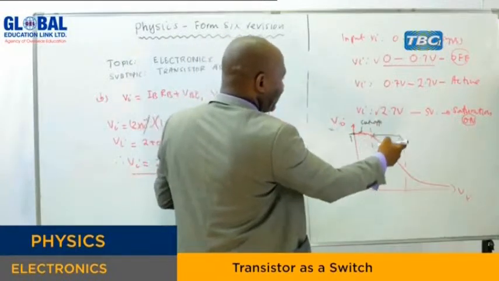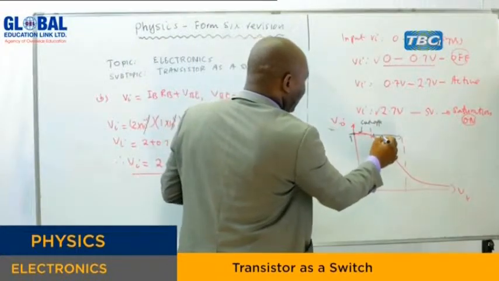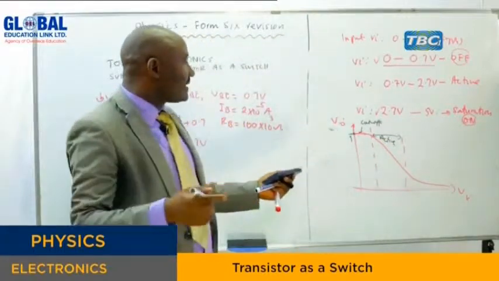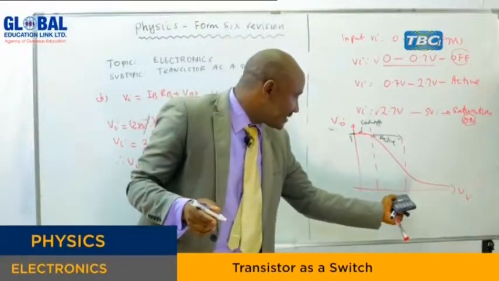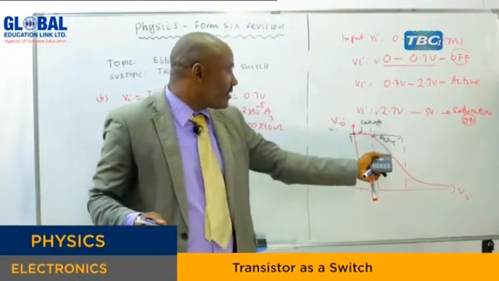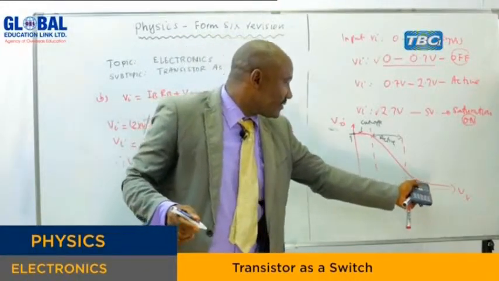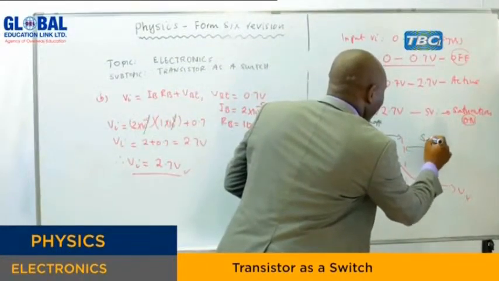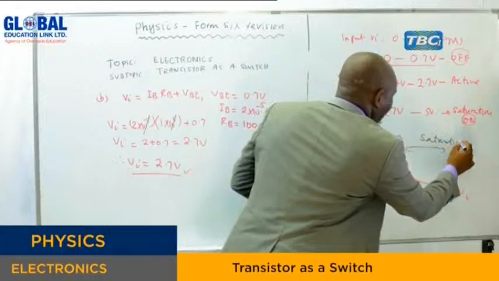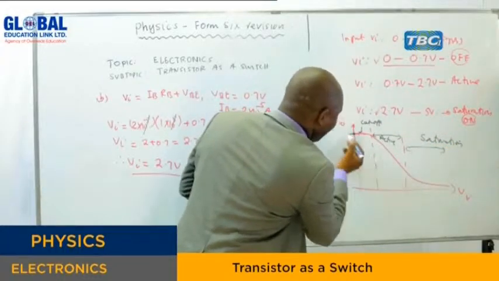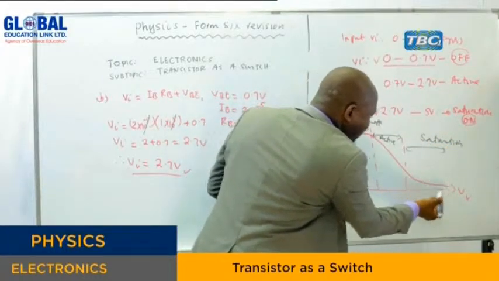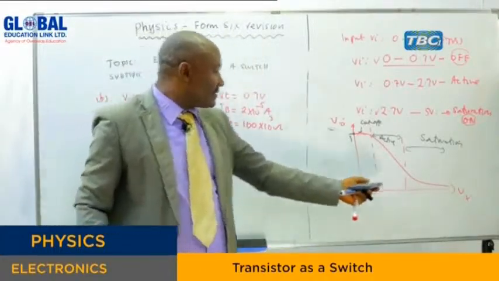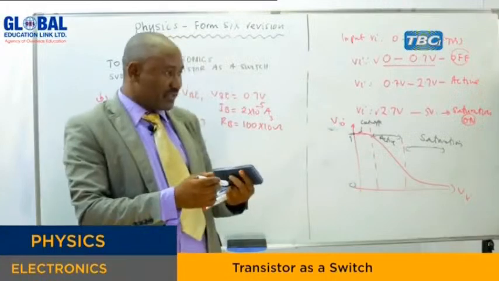And in this region, where the current now is above 0.7 or 0.6, this is the active region. But when the input increases and reaches a point where the output starts decreasing to 0, this is the region where you have saturation. You can see the output voltage is approaching 0, but it will never be equal to 0. It's getting small values, approaching 0.